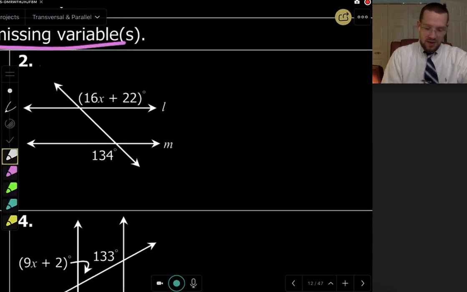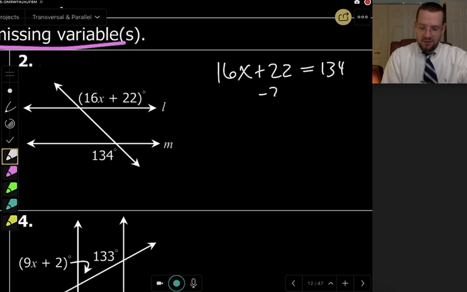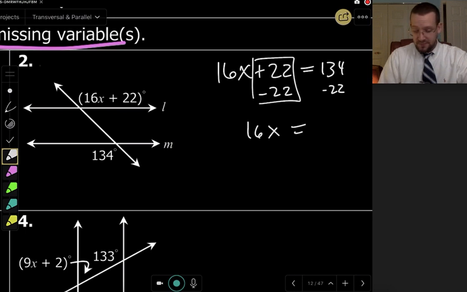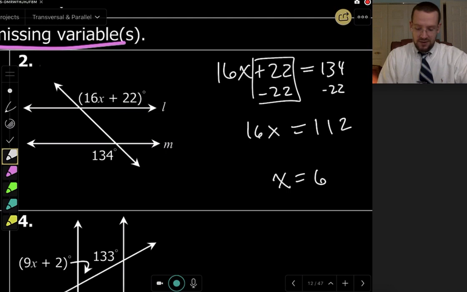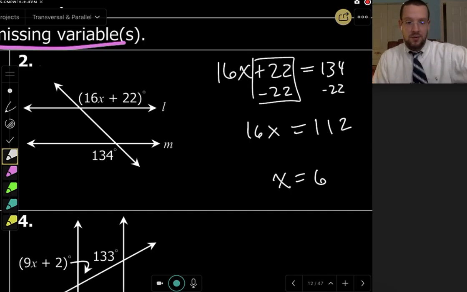And so first we had to identify, and now we can set up. And we know that these two are equal, and we can subtract 22 from both sides. 16x is equal to 112. 16 and 112, 16 times 10 minus this. So I think this is 6. That's what I think. Hopefully. Okay, so that is the idea here.